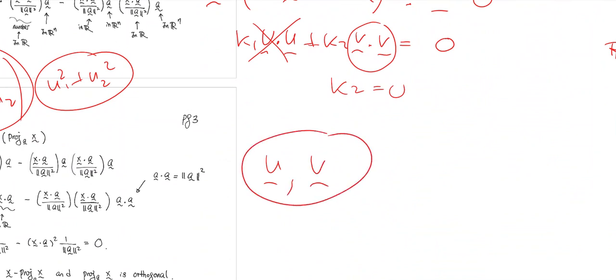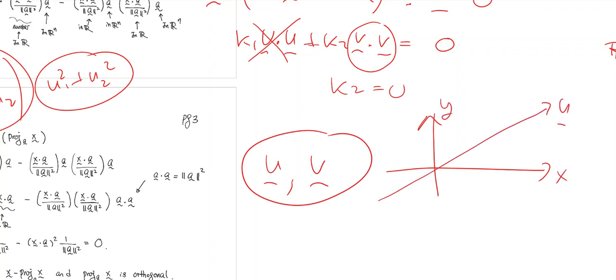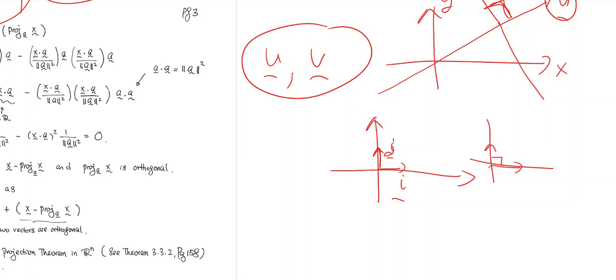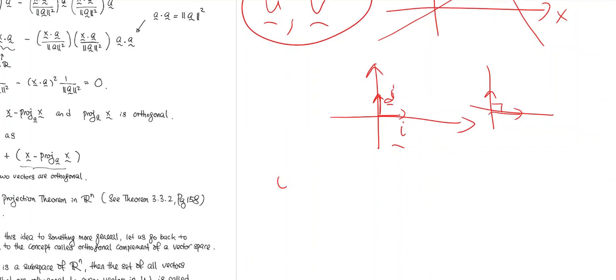So these two vectors are linearly independent, which means that if you're in R2, this is our y, this is x, and you have a vector u and another vector v. If they are orthogonal, then they are linearly independent. In particular, you can see that your i and j are linearly independent. This is your j, that's your i. They are obviously orthogonal.